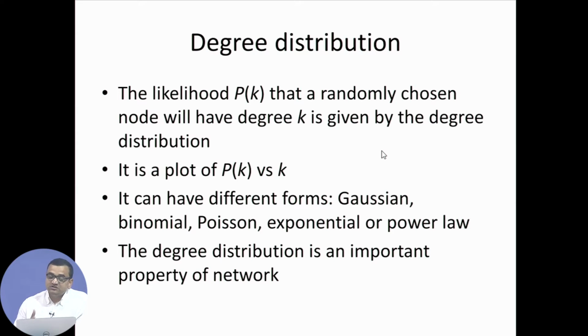This degree distribution is an important property of a network. Linking with yesterday's discussion, a power law degree distribution means that most of the nodes have very few connections, but there are a few nodes which are massively connected. If you plot it in the log domain, it will be a straight line. That is the definition, the signature of a network with a scale-free degree distribution. Most of the nodes have one or two connections, but very few nodes have an extensive number of connections.